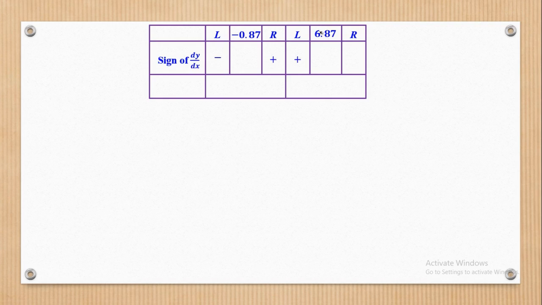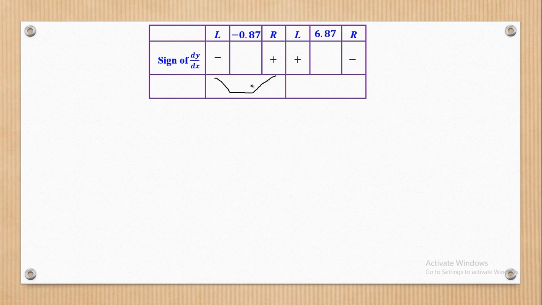What about for this one? On the left hand side, I can use 6 to give you a positive. And here I can use 7 to give you a negative. Now, negative means you go downwards, and positive means you go upwards.